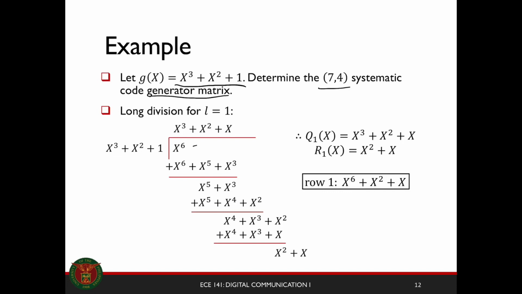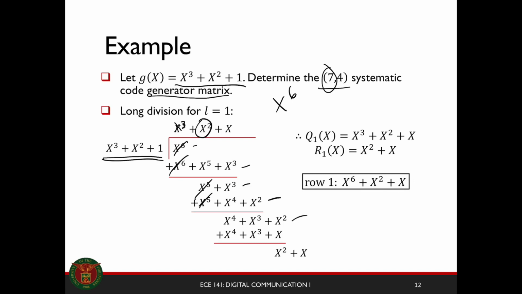Okay, so since it's a 7, 4 code, the first row will be determined by x to the 6th. So you divide x to the 6th by the generator polynomial. The first quotient here is x cubed. So x cubed multiplied by this is equal to what you see here. And you add x to the 6th with x to the 6th. This will cancel out, so you're left with x to the 5 plus x to the 3. And to get that, you need x squared. Multiply that with this one, you'll end up with this. Add x to the 5th, it'll cancel out. You'll be left with this.